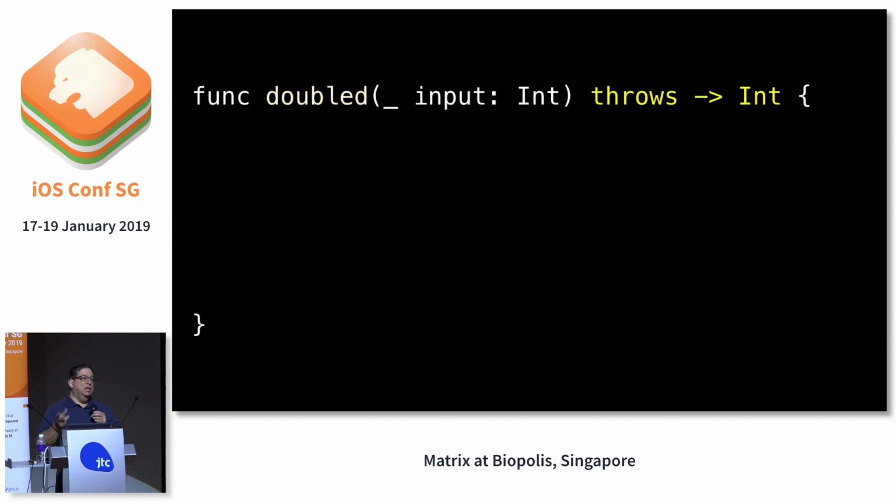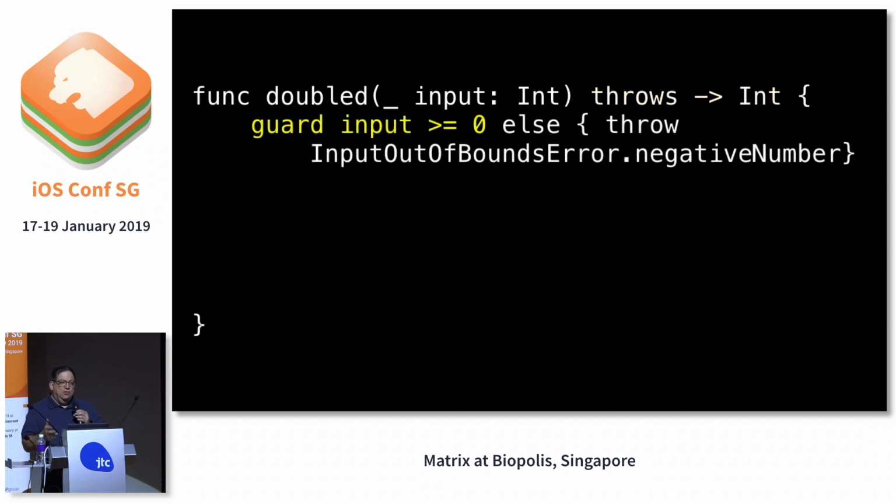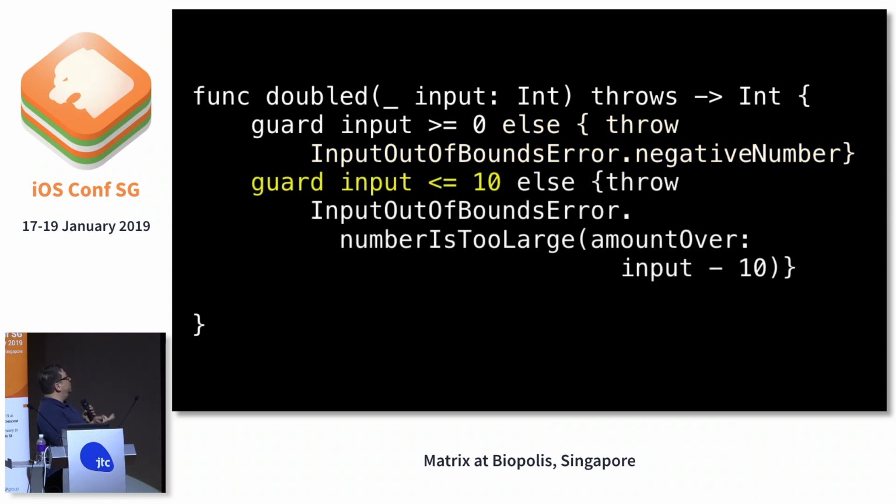It is either throwing an error or returning an int. And of course in Swift we don't have typed errors, so I don't know what error it's throwing, but we move on. So case 1, I check to make sure that I'm at least a positive number. If I'm not a positive number, I'm going to throw a negative number error. And then I make sure that I'm no bigger than 10. If I'm bigger than 10, I'm going to throw a number is too large error and tell you by how much it's too large. And if I'm in that right range, I'm just going to return twice the number. So I'm either going to throw an error or I'm going to return an int.